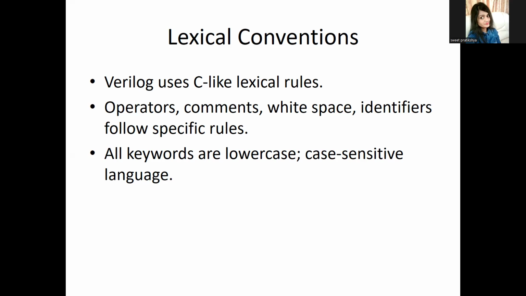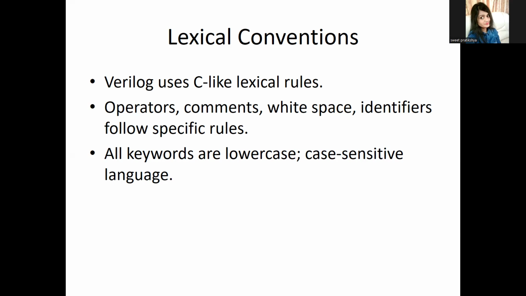It uses tokens, just as we use keywords and identifiers in C programming. Similarly, in Verilog we also use identifiers, operators, and white space to interpret the code. And one more point we need to keep in mind is that it is a case sensitive language, meaning reset and RESET are different.